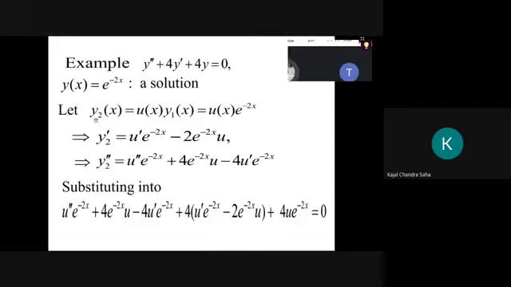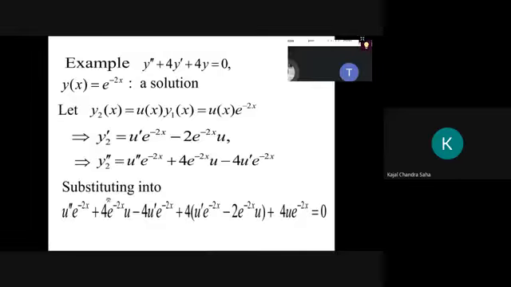Now we have to find y2 prime. u is a function of x, e to the power minus 2x is also a function of x. Then we can apply the product rule and we get this value, and after the second derivative we get this value. Is there any question?